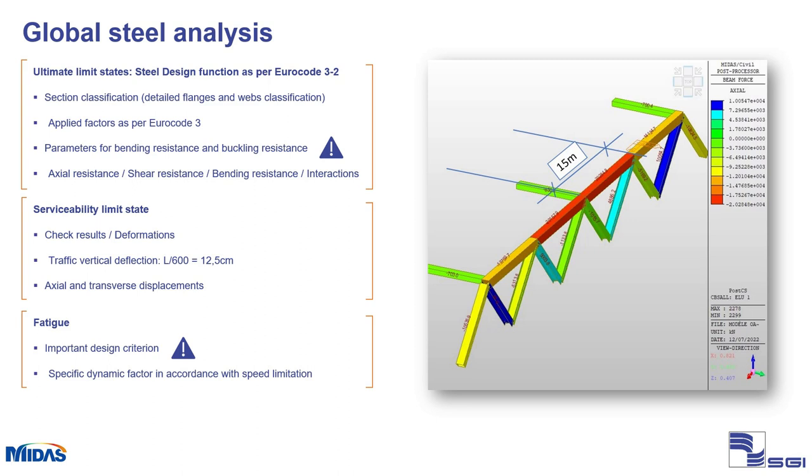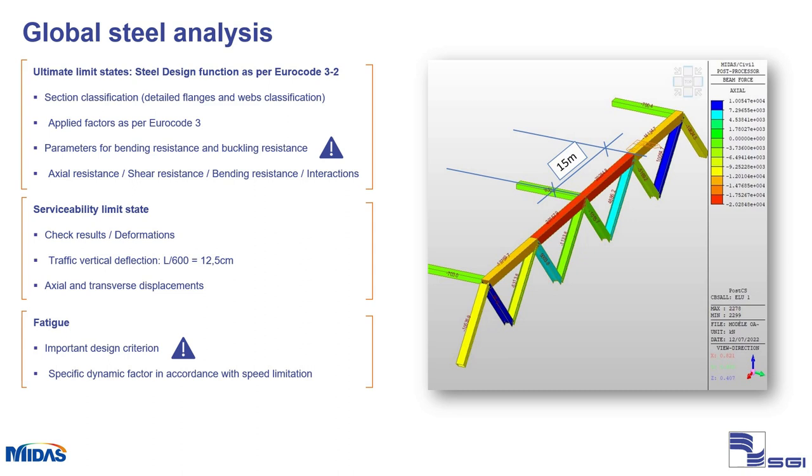Three different limit states are checked. First one is the ultimate limit state. For this limit state, beam section is classified in order to estimate if the plastic resistance can be reached or not. Axial resistance, shear resistance, and bending resistance will be calculated, and the program will also check the interaction between forces and moments. For these verifications, we need to be careful and pay attention to the parameters used for bending resistance and buckling resistance. For example, on the right part of the screen, Warren structure axial force is displayed with ultimate limit state combination. For top chords under compression, buckling lengths correspond to the element's length, that is to say 15 meters.